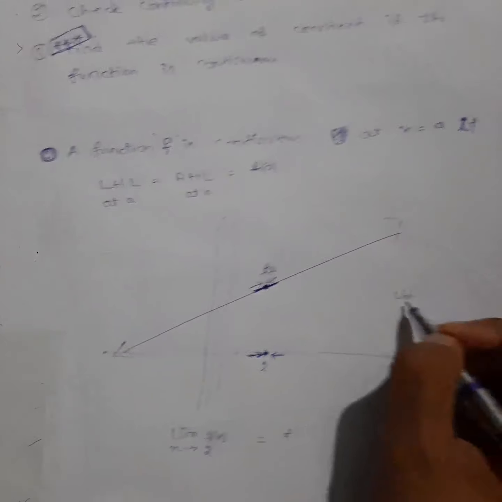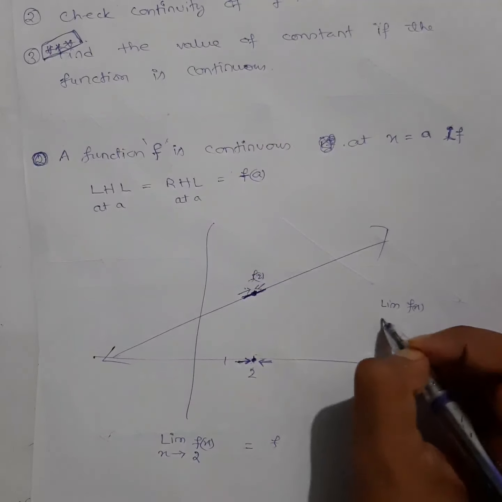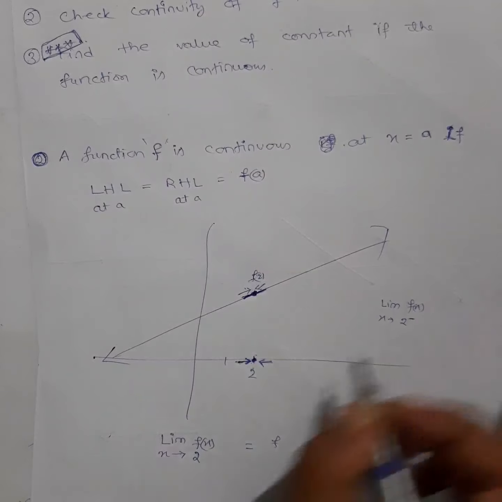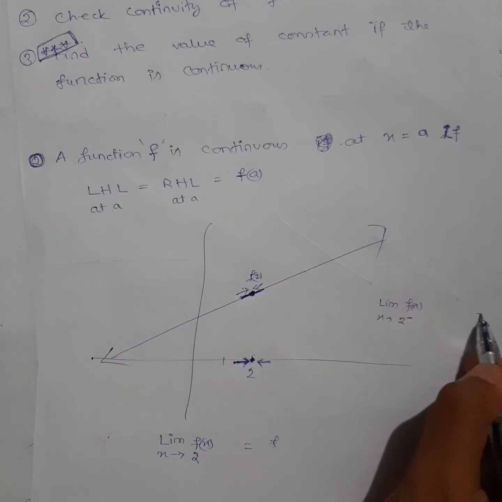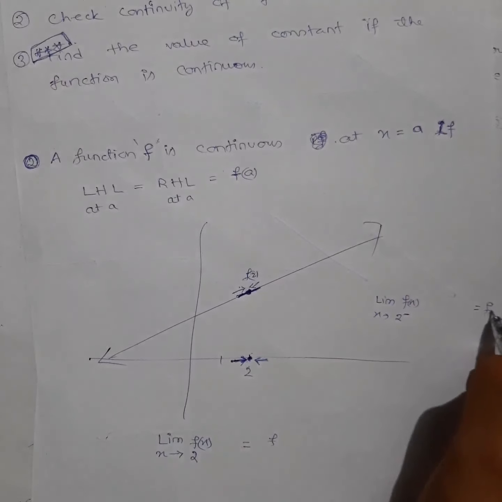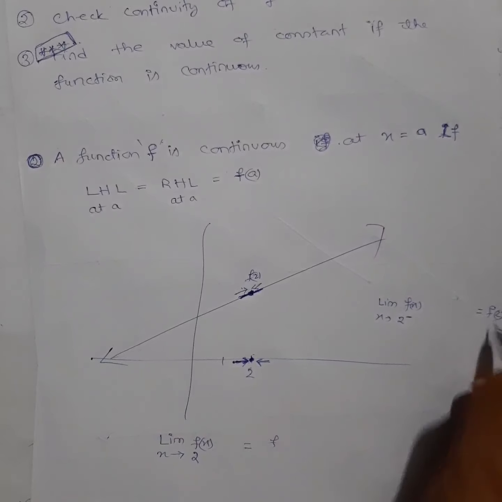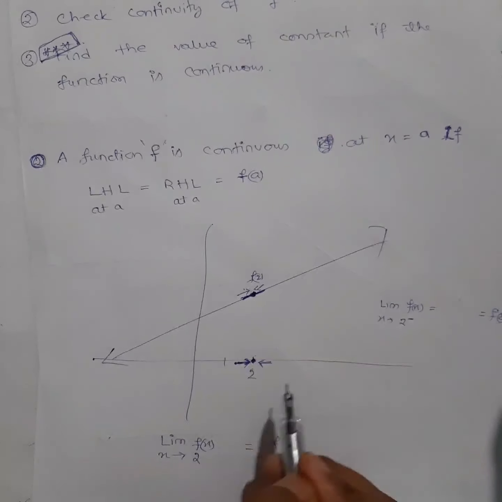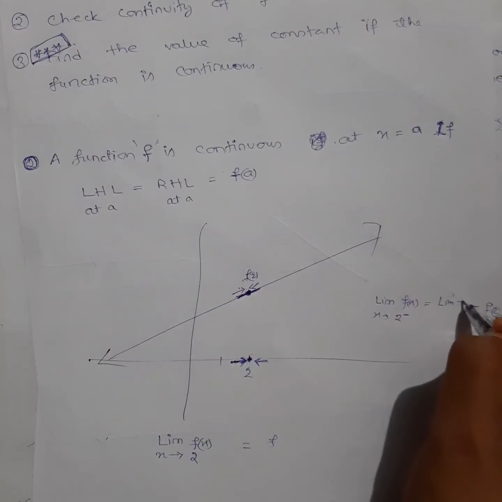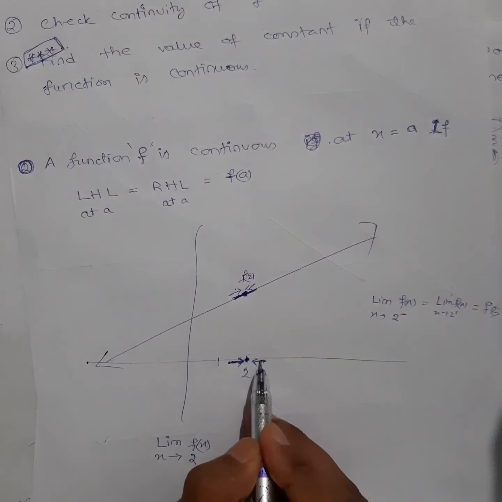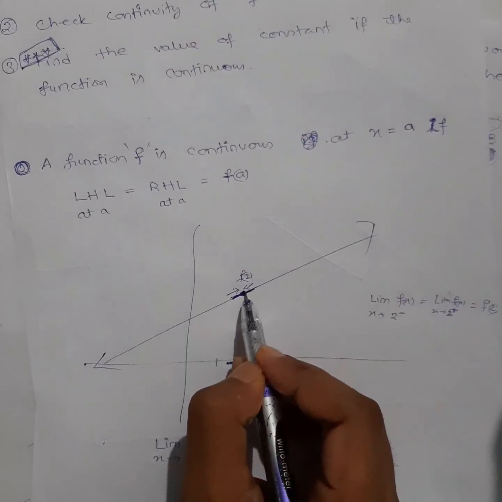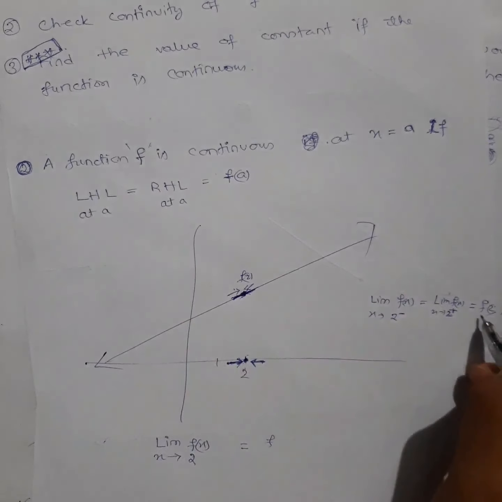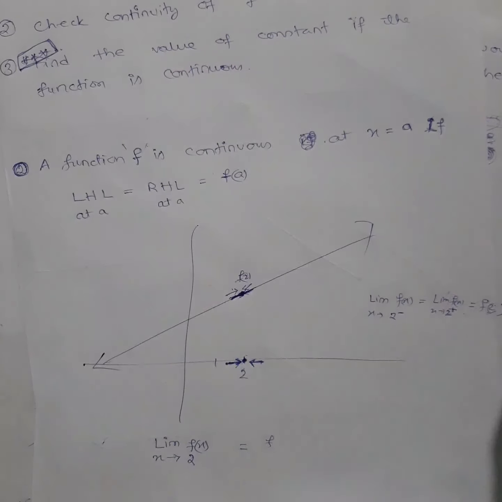I have to write left hand if you want to understand. Okay, let me write it down here. Limit f(x) as x tends to 2 minus, from the left. When your x tends to 2, your f(x) must tend to this point, f(2), right? And when you move from the right, limit f(x) as x tends to 2 plus, as you move towards 2 from the right, your function must tend towards this point only, f(2).